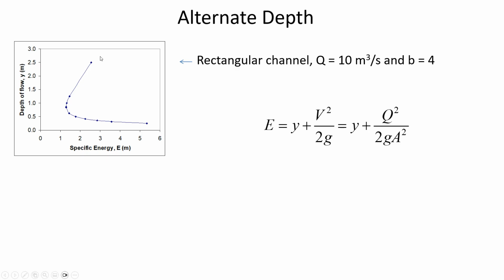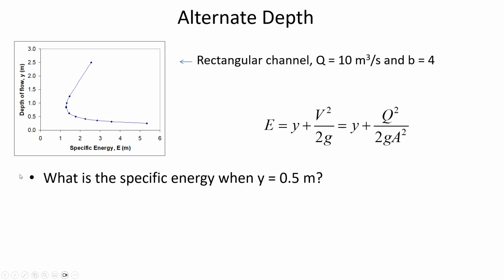Remember, I showed you how to graph specific energy versus depth. And we looked at this specific case of if we had a 4-meter wide channel and we put 10 cubic meters per second through it. And remember, what we saw is that there's really an infinite number of depths that can give you 10 cubic meters per second through a 4-meter wide channel. And what varies in those different depths is the velocity of the flow.